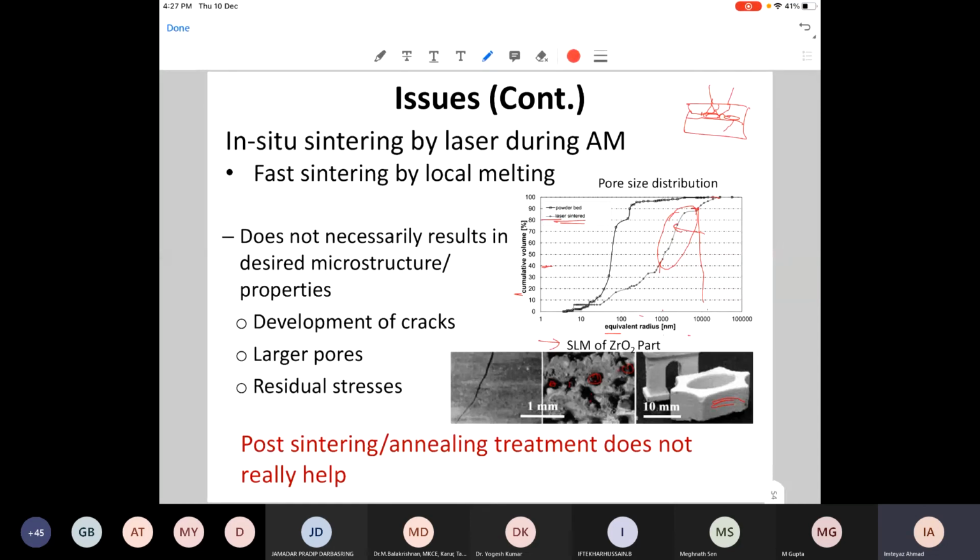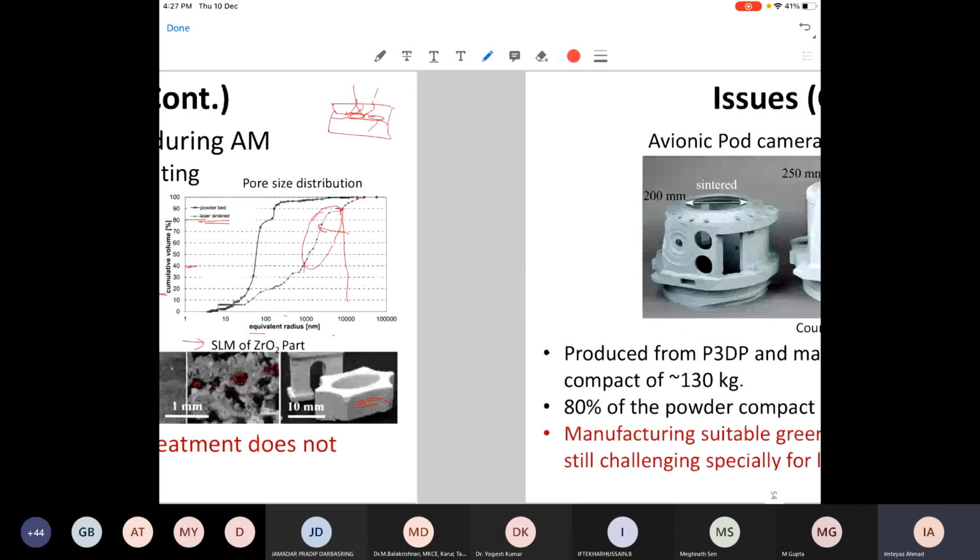And another problem with the SLM is the residual stress. You are always building layers, and top layers are getting more exposure to heat, and the bottom layers are a little bit cooler, so it develops a stress in your product.